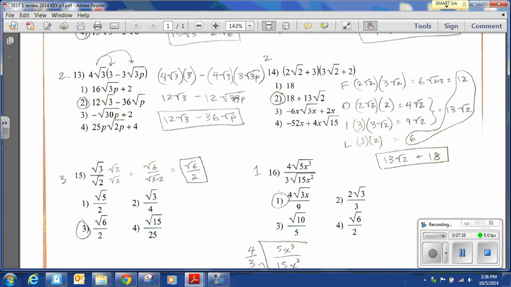And 3 times 3 times 3, one of the 3's makes it out. 3 times 12 is 36. We end up with answer 2 as our answer for number 13.